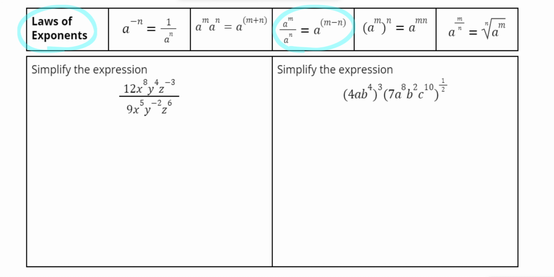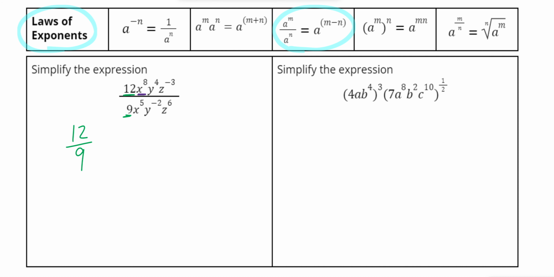First, let's just look at the numbers, the coefficients. We have 12 and 9. Then, looking at the first set of variables, we have x to the 8th power being divided by x to the 5th power. So the base is x. The top exponent was positive 8. The bottom exponent was the positive 5th power. So if it's being divided, we subtract them.